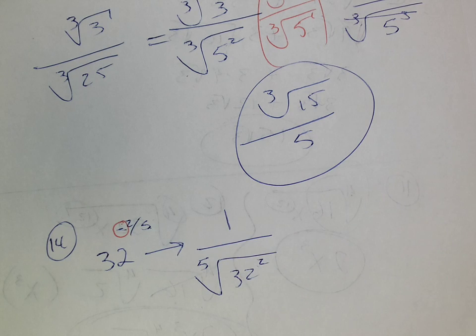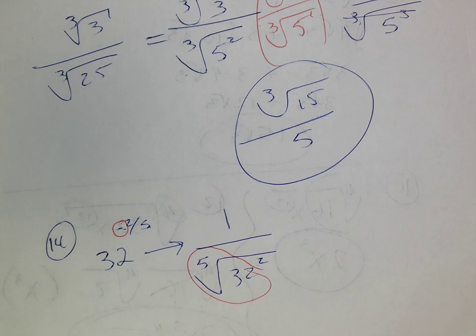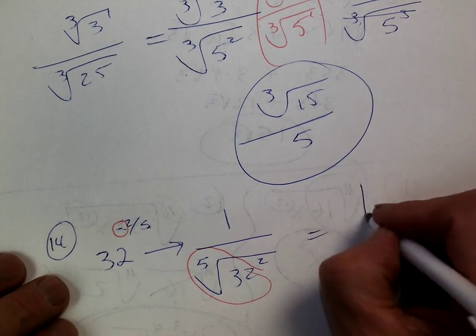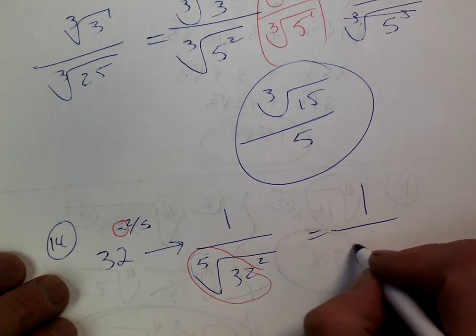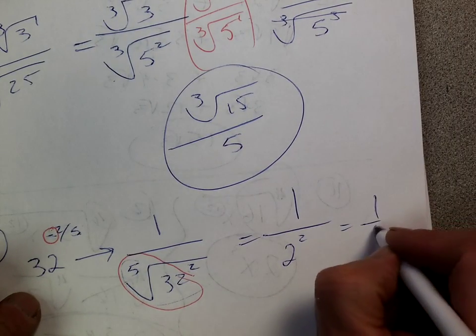So what is the 5th root of 32? Well, it's got to be something times something times something times something times something. Turns out to be 2. 2 times 2 is 4, times 2 is 8, times 2 is 16, times 2 is 32, right? So the 5th root of 32 is 2. So I've got 1 over 2 to the 2nd power, which is just 1/4.